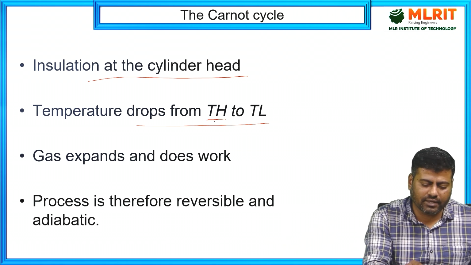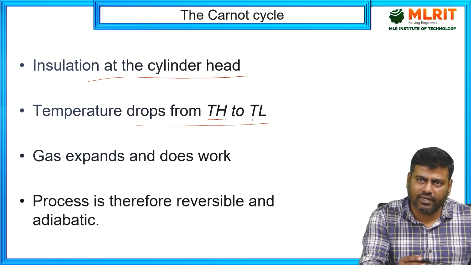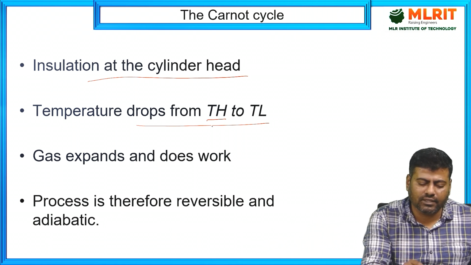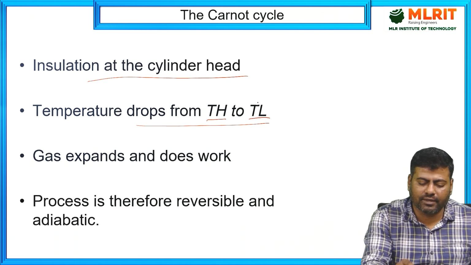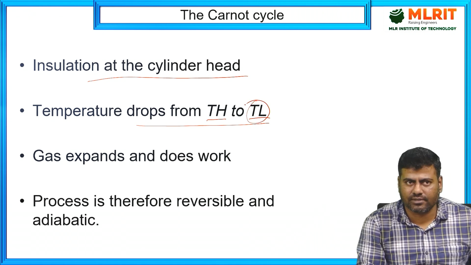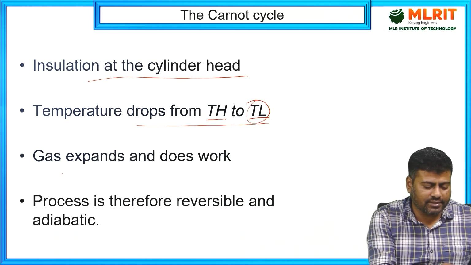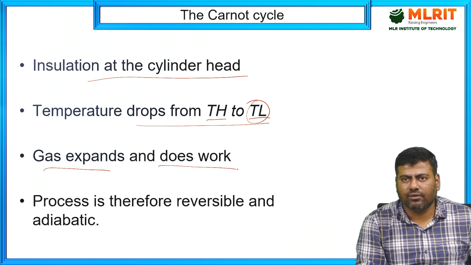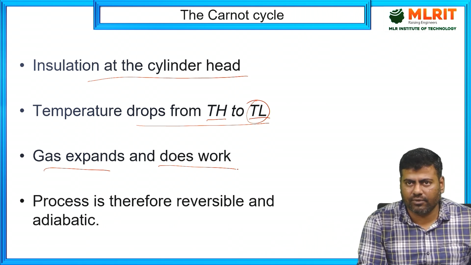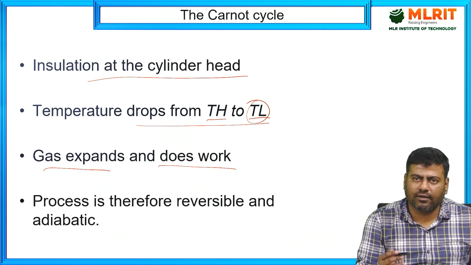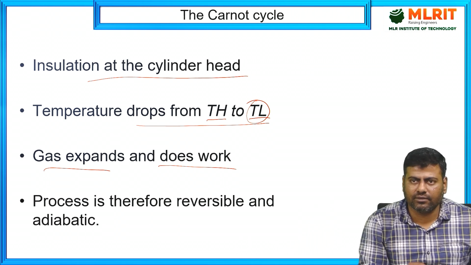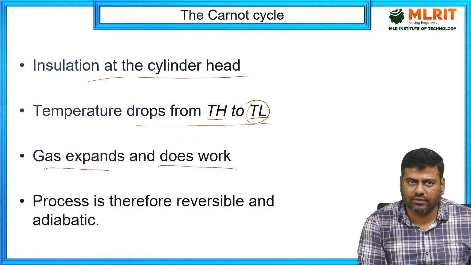How is it expanding? During the expansion process the volume increases, and the pressure and temperature drop. That is TH to TL. This is the low temperature we reach during the expansion process. The gas expands and does work. That work is mechanical work. The piston is connected with the connecting rod, then we have the crankshaft connected to the wheel, so I can convert that into work.